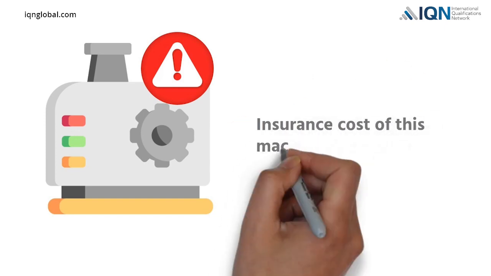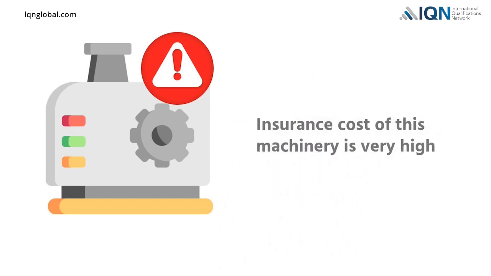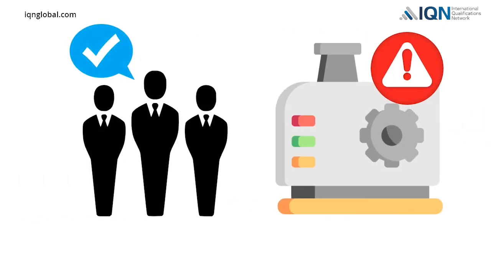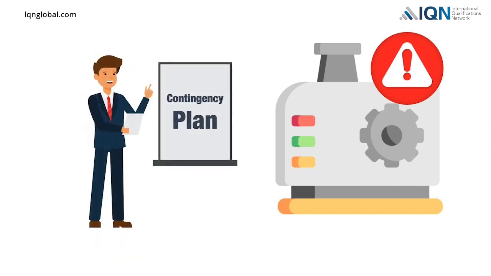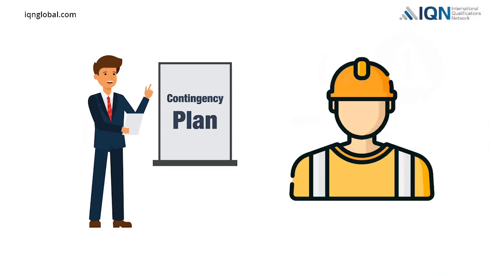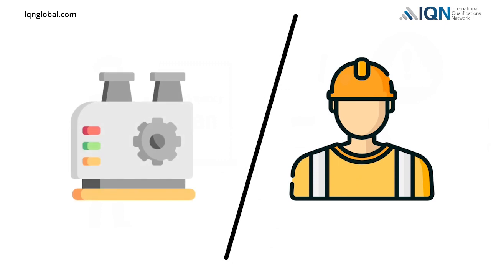Moreover, the insurance cost of this machinery is very high, so the team did not purchase any insurance for this machine. The risk could not be transferred here, and the team passively accepted the risk. But the team has set up a contingency plan. If the machine breaks down, the project team will have manual labor. Manual labor will be the alternative to the machine, and project activities will continue with the manual labor works.